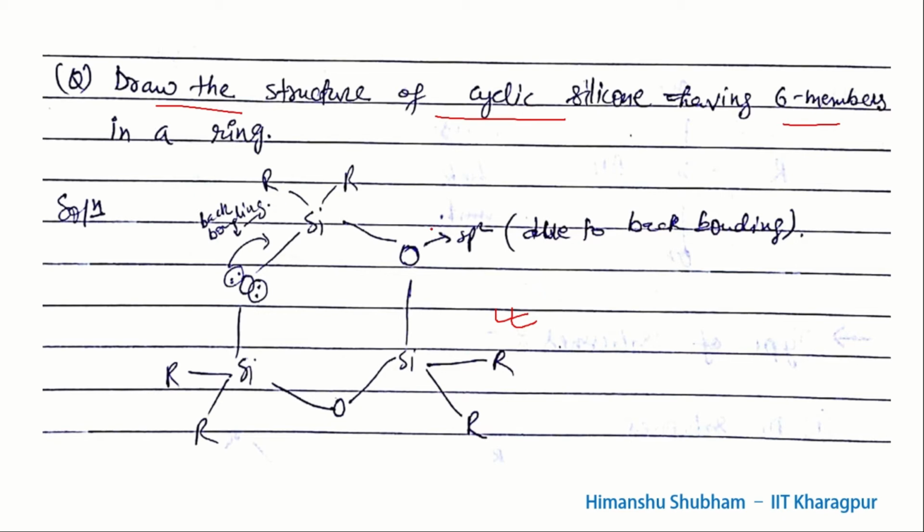Now in this, if we talk about the oxygen atom here, the hybridization of this oxygen atom would be sp2, not sp3, because one of the lone pairs that we see here is involved in back bonding, so this lone pair won't be available for hybridization. So we'll have two sigma bonds here and one lone pair, so the hybridization would be sp2.